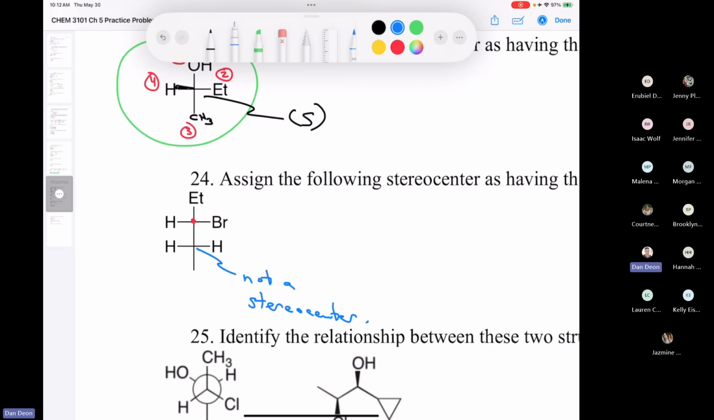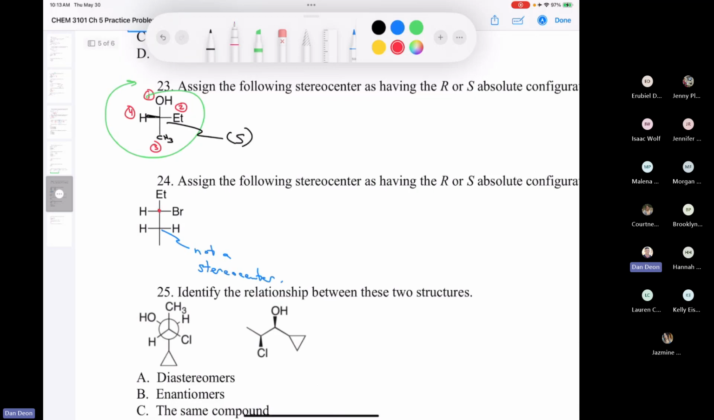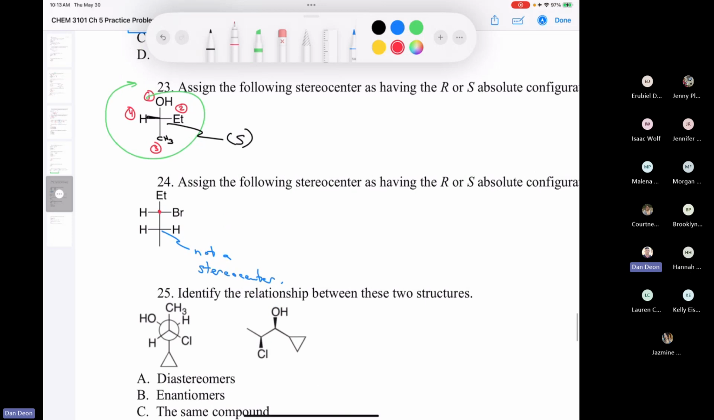What am I doing here? There's no stereocenter in this compound. I always tell you guys I won't ask any trick questions. Not a stereocenter. It's a crappy question, okay? There's no stereocenter in this molecule.